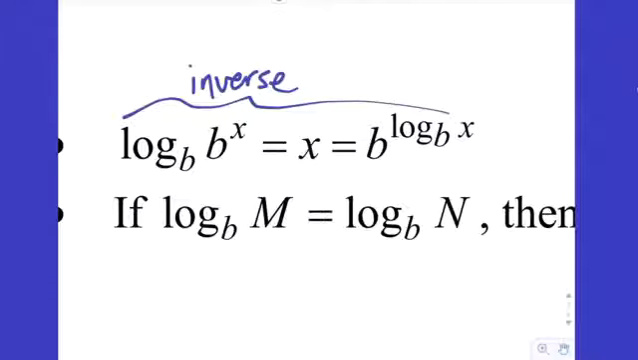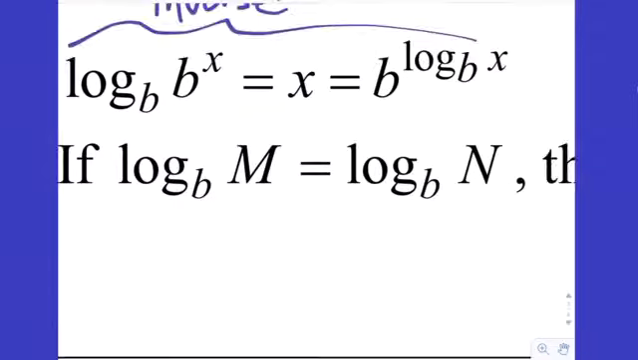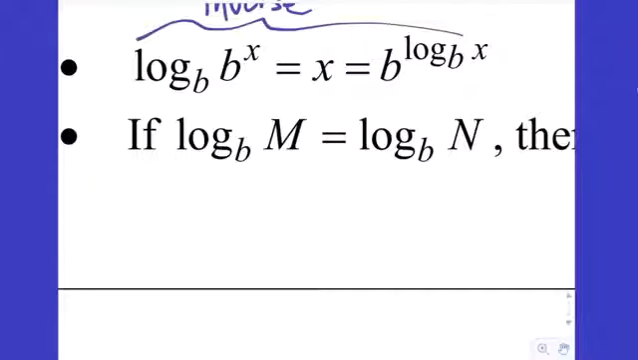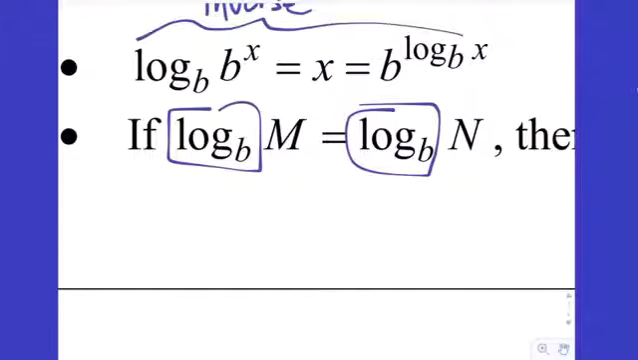And then as I showed you earlier with the get the base is the same method, it not only works with exponentials, it works with logs because logs are also one-to-one. So if you can get the logs to be the same on both sides, log base b of something equals log base b of something, you can drop the logs and just equate the two arguments.